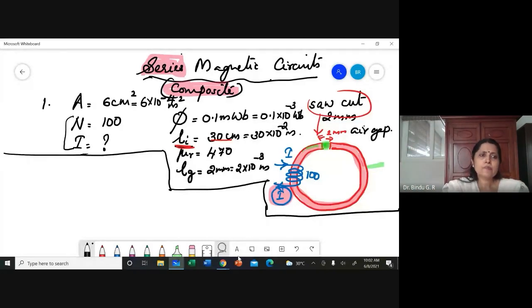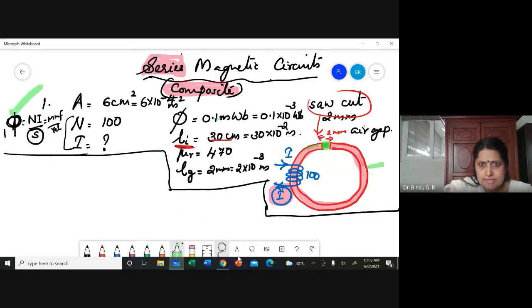And finally, I know that these equations will be used. Flux phi is equal to Ni by S, that I know. Ni is mmf, S is reluctance, that I know. So flux is given. If I can find out the total reluctance also, and N is also given, the only unknown here will be I. That is how I am going to approach, so that I can find out I.